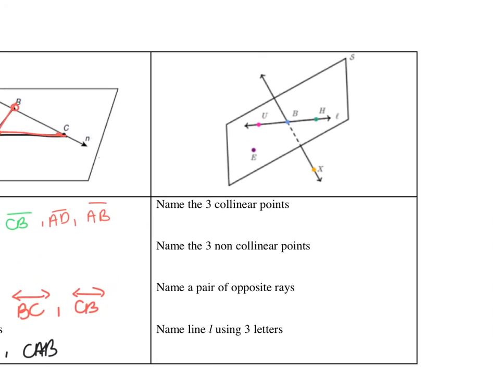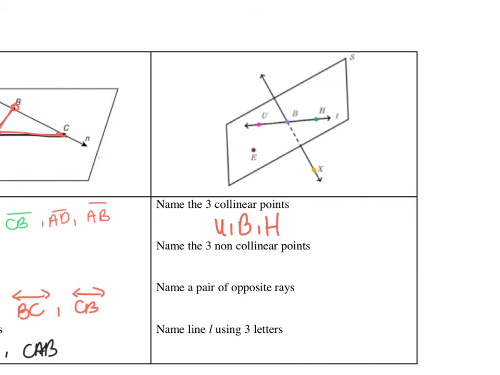Now what we're going to do is we're going to name 3 collinear points. We know that collinear points are points that lie on the same line. So they're points that are typically all together. So if you look at your visual, what are 3 points that are all together? You got it. It's U, B, and H. So I can say U, B, and H are collinear points.